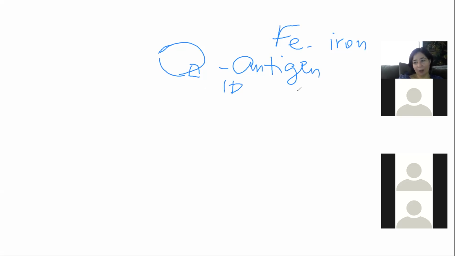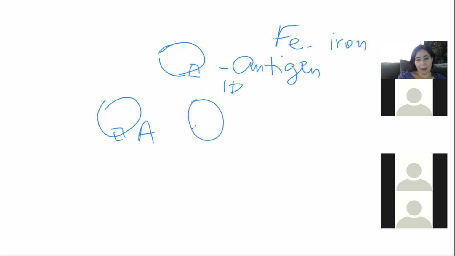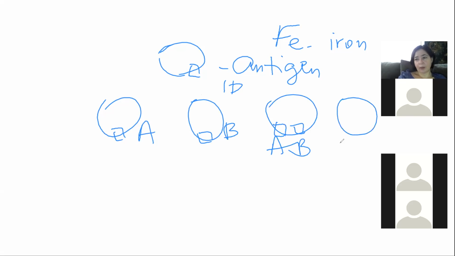Now, antigens can have variations. If you have a certain protein A, you have antigen for A. You have a certain protein B, you have antigen for B. You can have both A and B. You have none, so you have none, it's 0 or O.